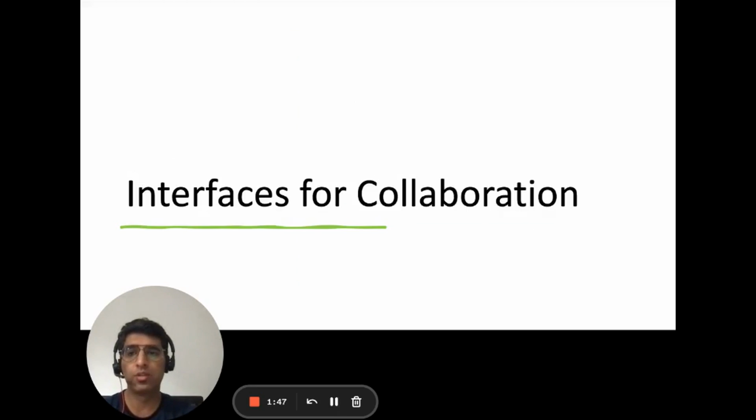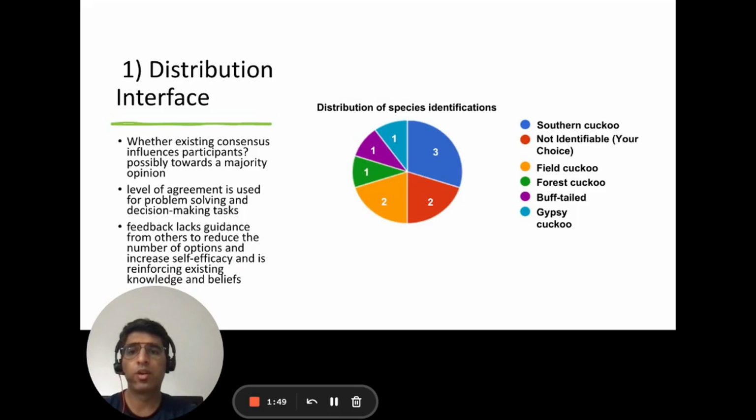Interfaces for collaboration. The level of agreement on a task is often utilized in online communities for problem solving and decision making. To determine whether information on the existing distribution would influence participants, possibly towards the majority opinion, distribution was used as one of the techniques in the form of a pie chart. This interface did not include specific guidance from others to reduce the number of options, but largely reinforced existing knowledge.